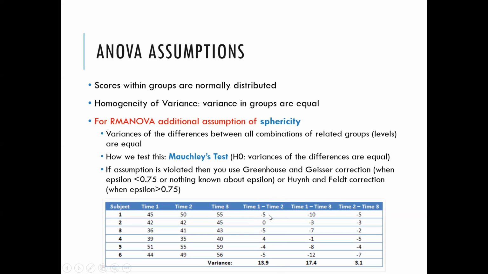And then we get the variance for each of those columns with the differences. And the assumption is that all of these variances are equal. And just looking at this, it seems like maybe that's not the case.